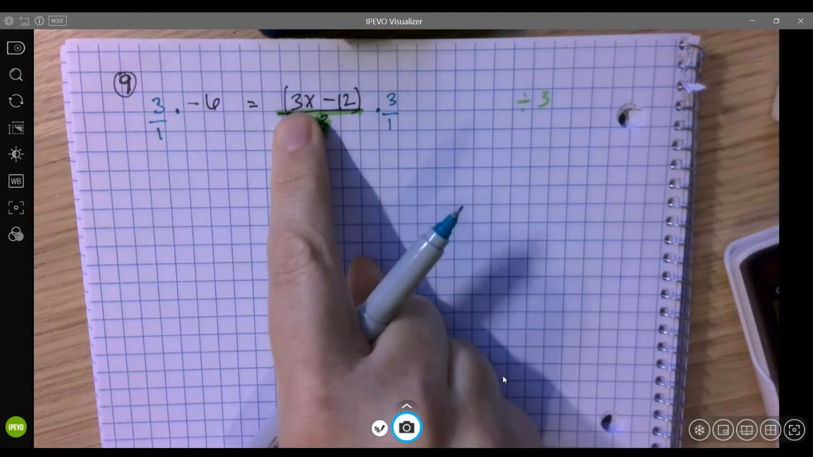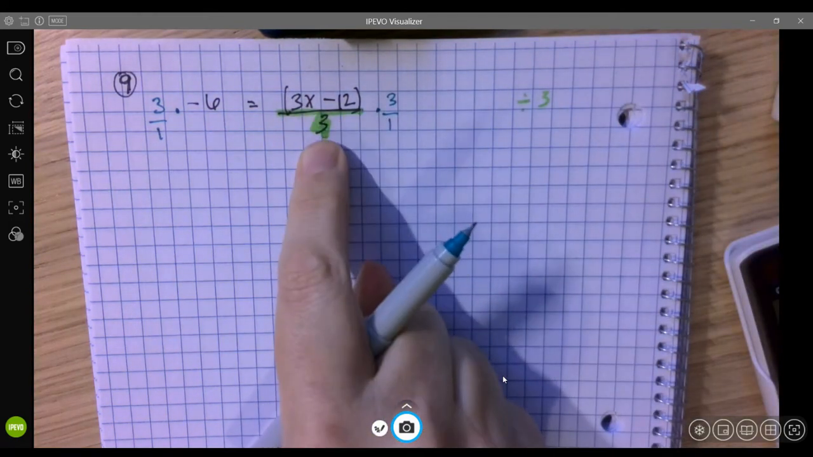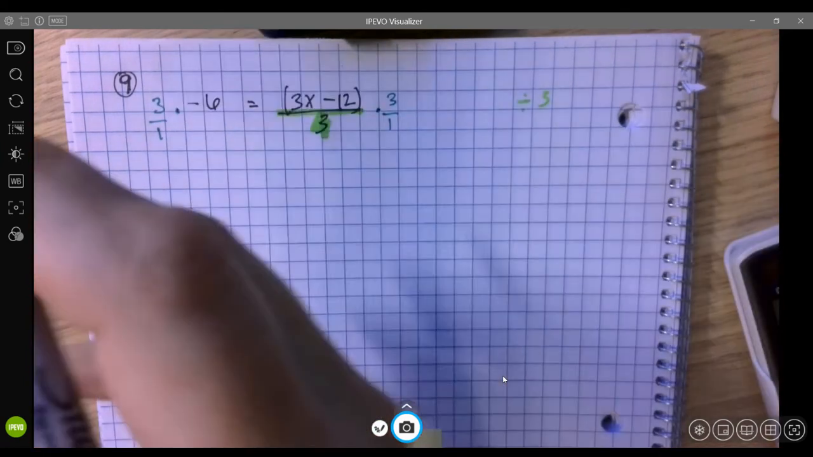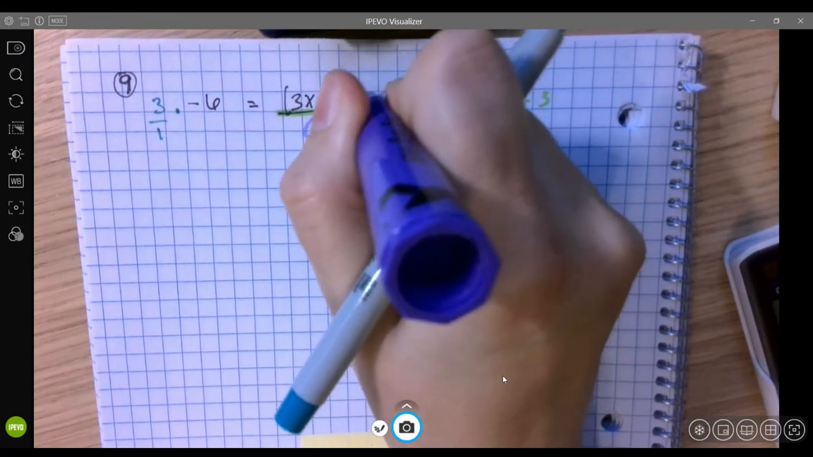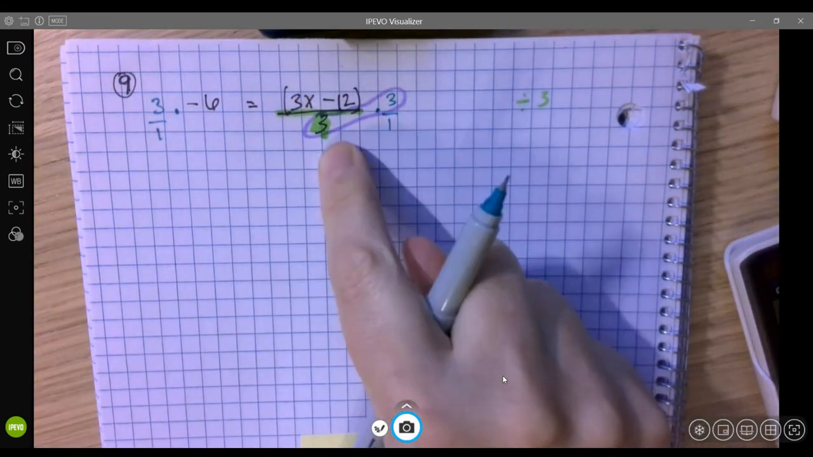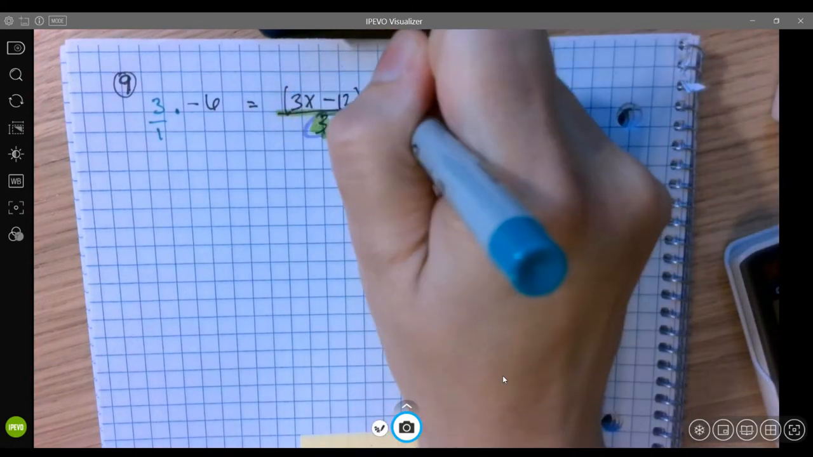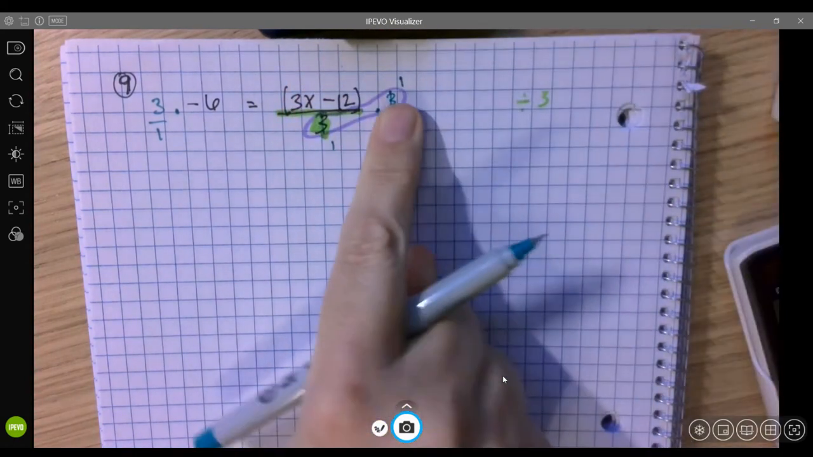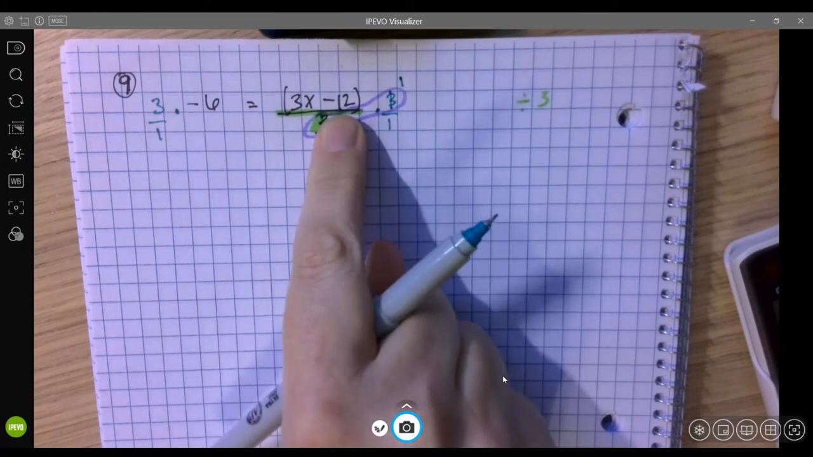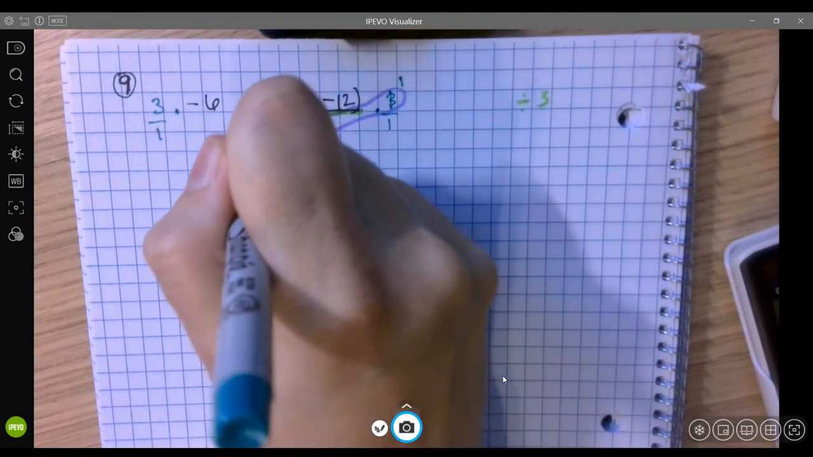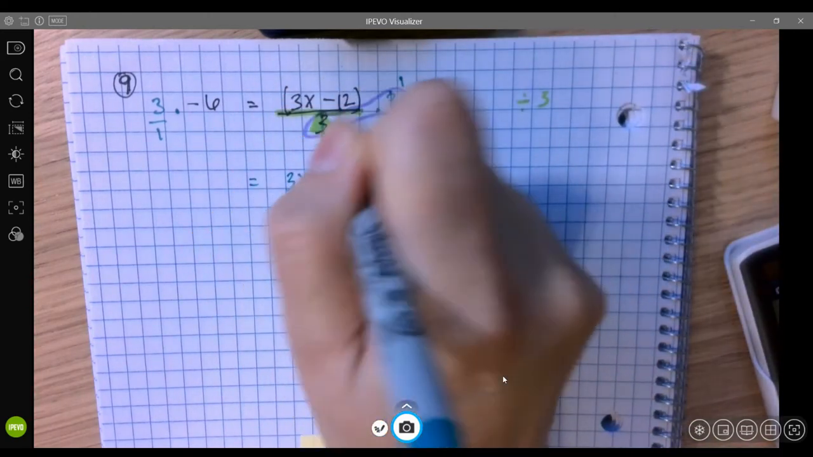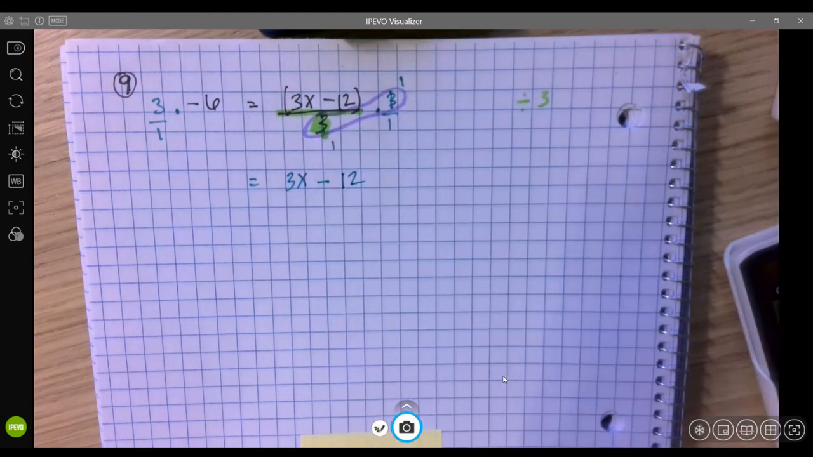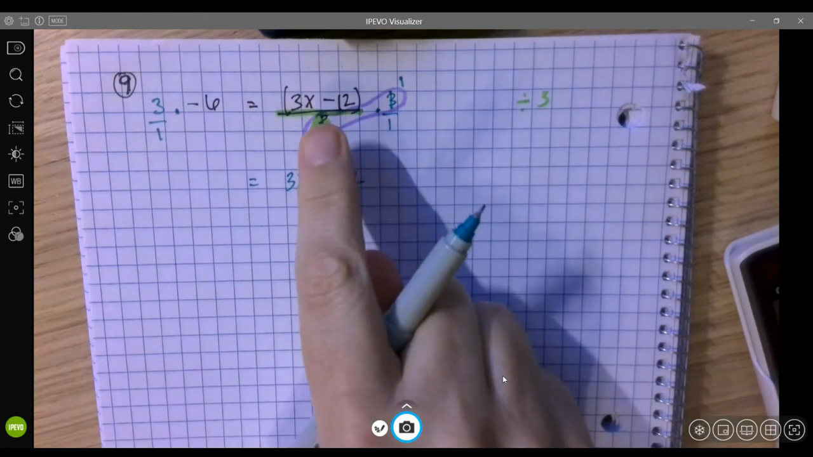So all that stuff divided by 3, multiplied by 3, this is where things can really be helpful. If you notice the 3 in the denominator and the 3 in the numerator, 3 divided by 3 is 1 and 1. 1 times everything in the parentheses is just what's in the parentheses. So on the right-hand side, I'm left with 1 times 3x, which is 3x, minus 1 times 12, which is 12. So I've cleared the fraction on the right-hand side by multiplying by 3.